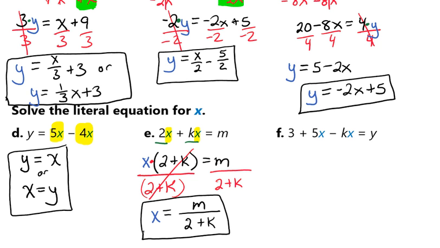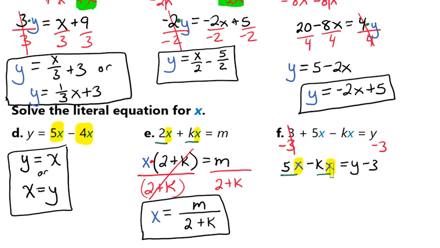Let's take a look at letter F. Here we have 3 plus 5x minus kx equals y. We're going to begin by getting rid of that 3 because it doesn't have an x with it. So we're left with 5x minus kx equals y minus 3. So notice again that we have multiple terms that each have an x.